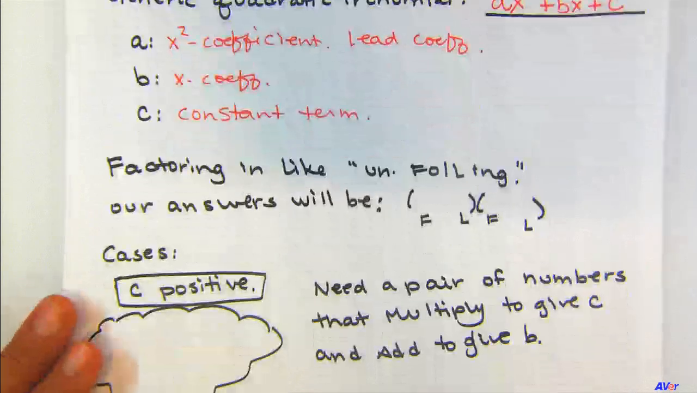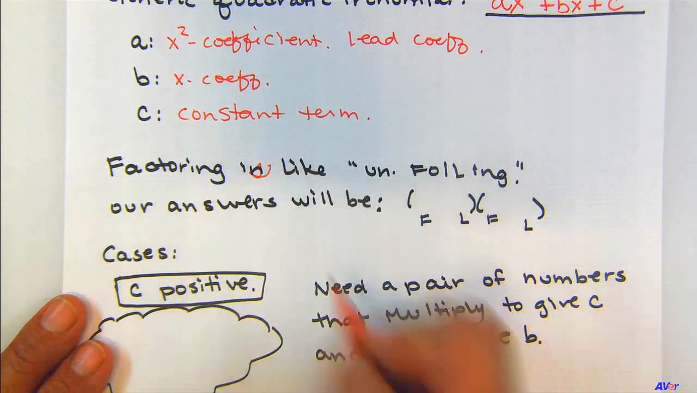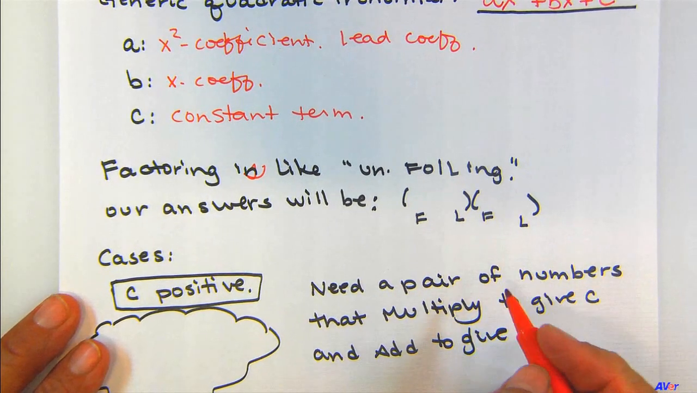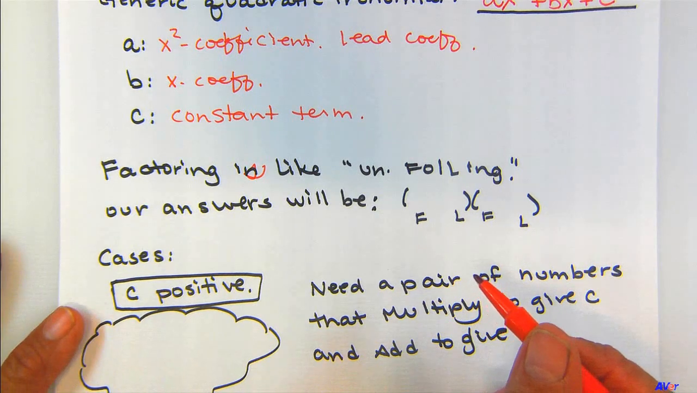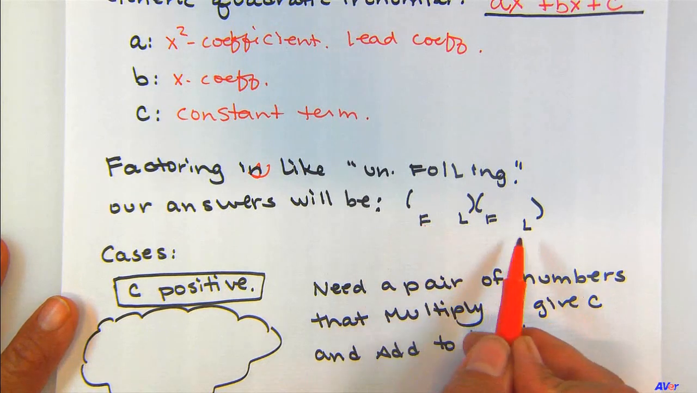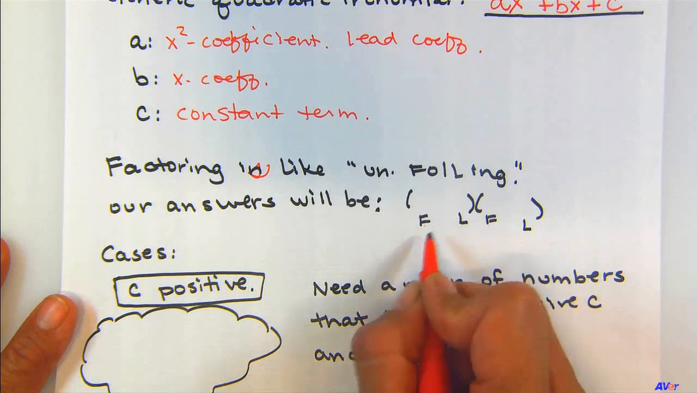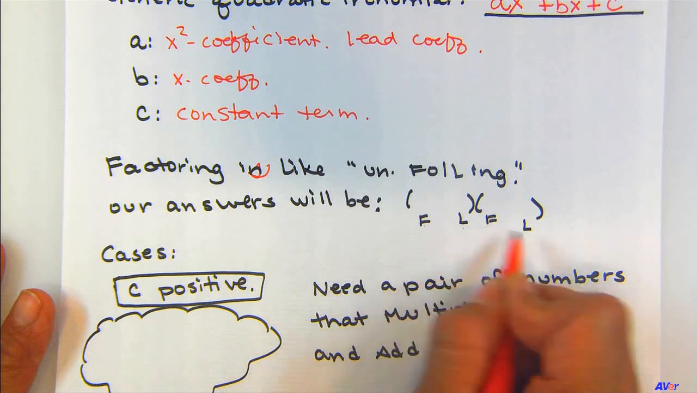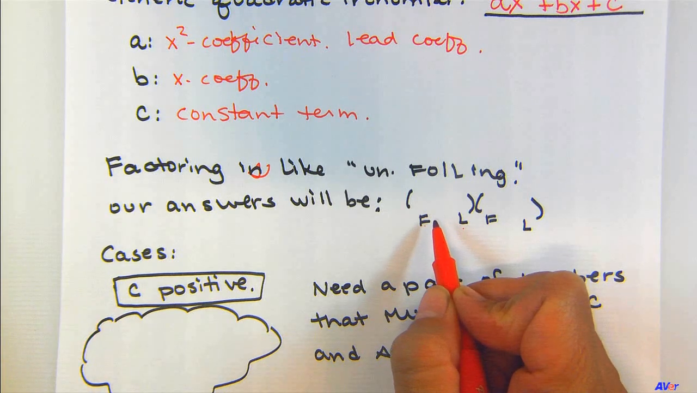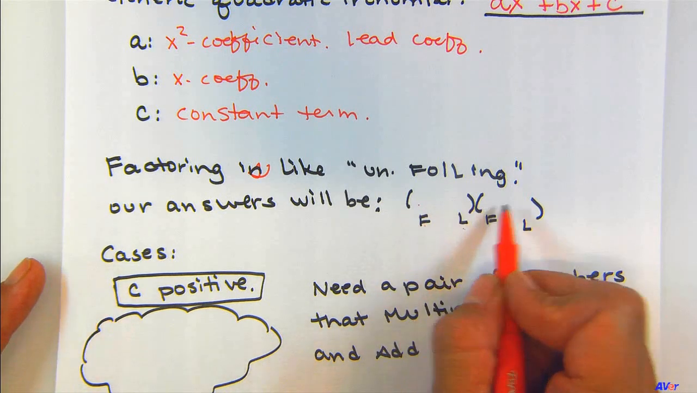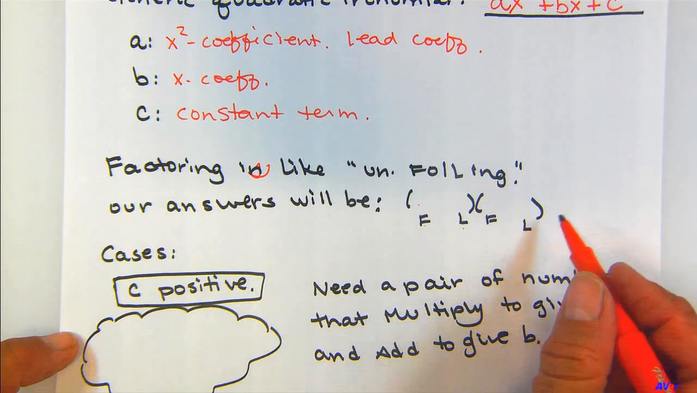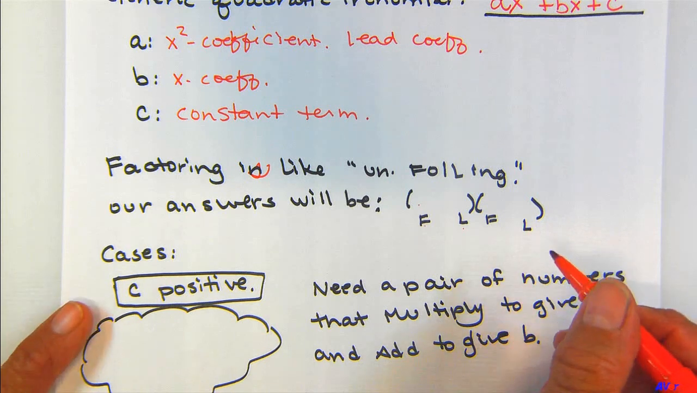Okay, so factoring is like unfoiling. When we get our answers, kind of like in factor by grouping, we're going to have a couple of sets of parentheses. Now I've written under here F and L and F and L. So F for the two first places and L for the two last places. Okay, so what we're doing is trying to find how to fill in these four spots so that if we multiplied it back together, we would get the trinomial we started with.